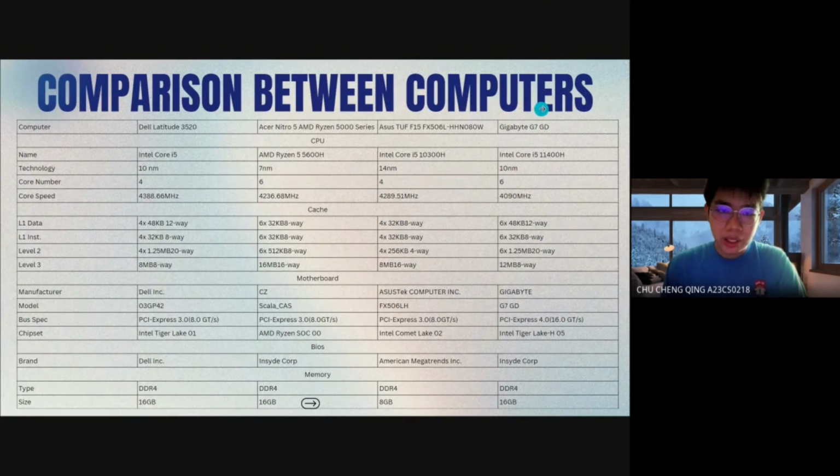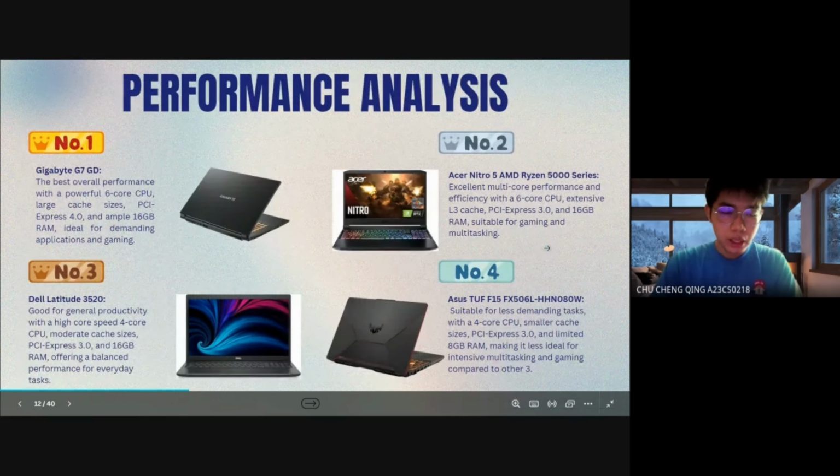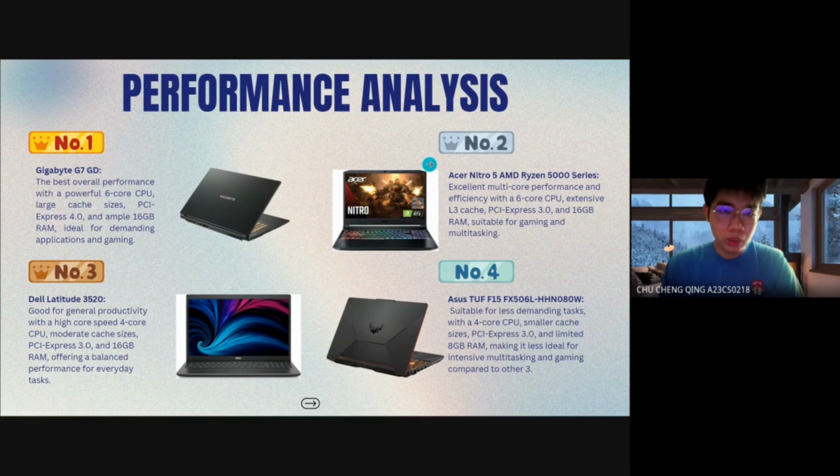So here are the comparison and discussion among the computers. We have summarized all the data that we got from the previous slide into tables. Here are the tables, as you can see: the CPU, the cache, motherboards, BIOS, and the memory. After we summarized all the data, we got to know the performance ranking of the computers, evaluating the CPU, the cache size, the bus express, and also the RAM. So we have summarized the ranking.